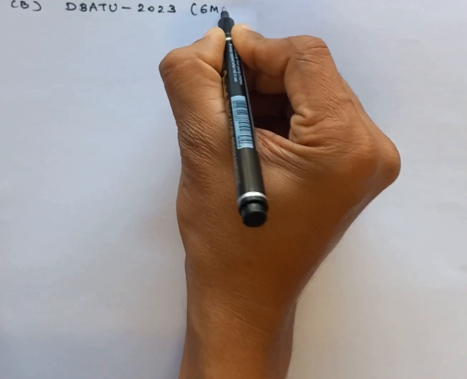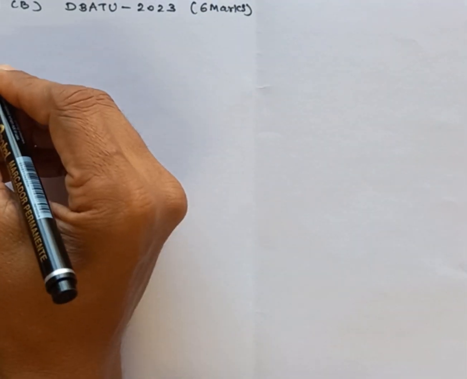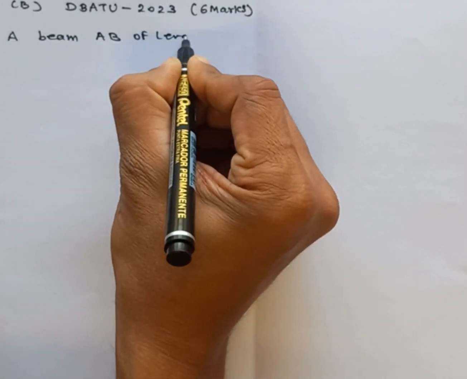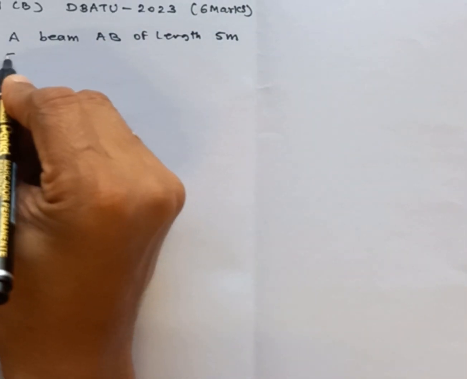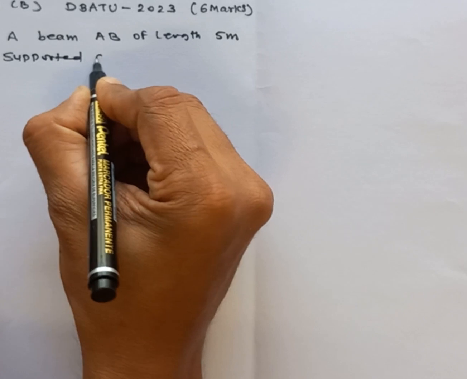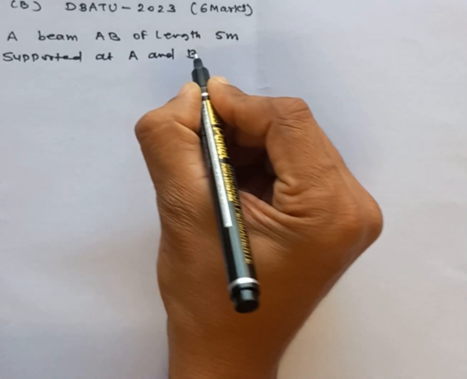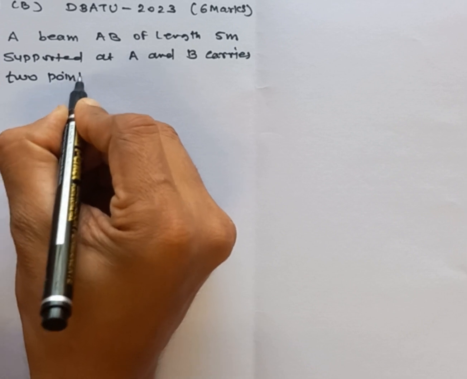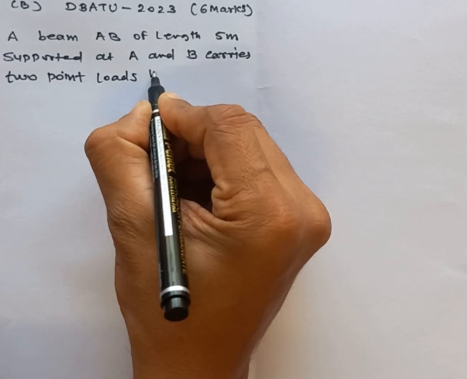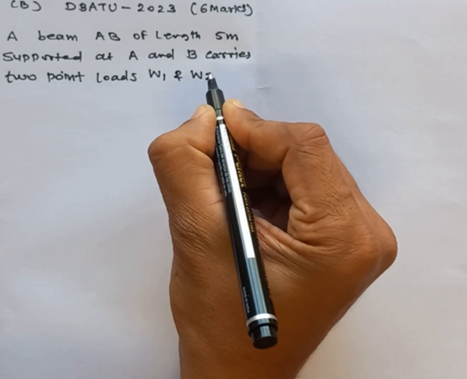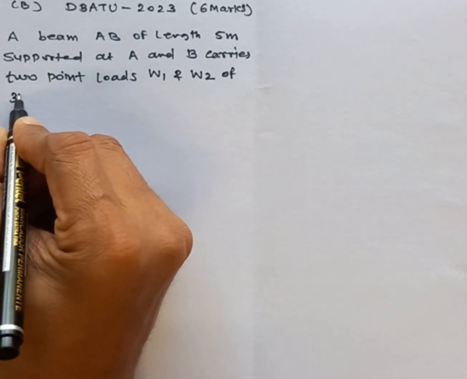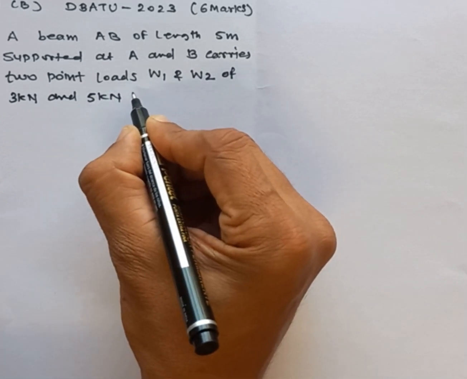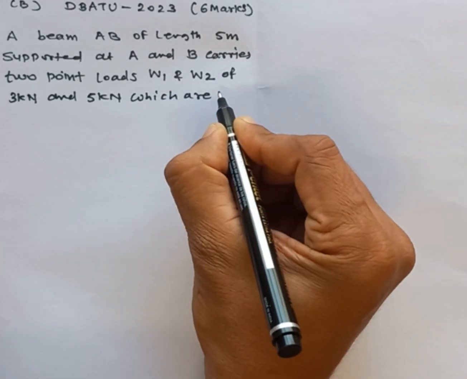(2023) for 6 marks. The question is: a beam AB of length 5 meter, supported at A and B, carries 2 point loads W1 and W2 of 3 kilonewton and 5 kilonewton, which are 1 meter apart.